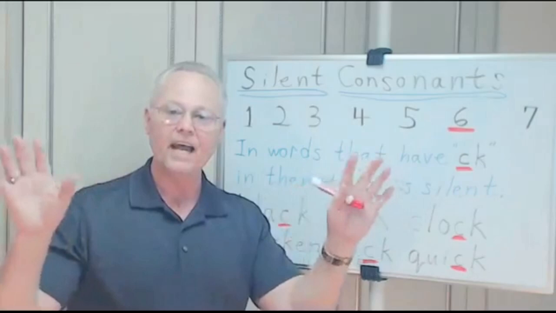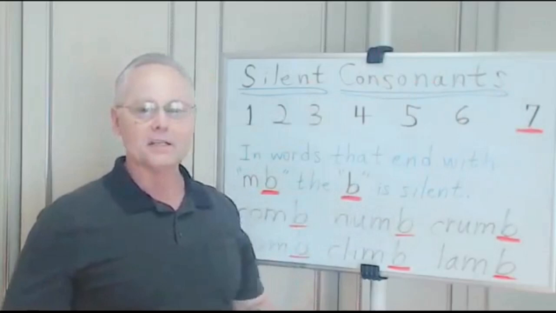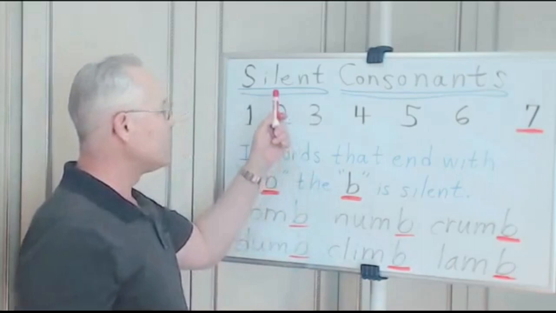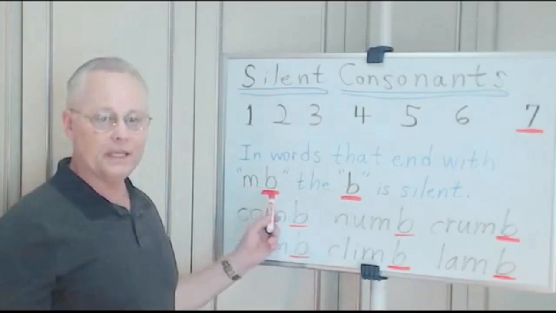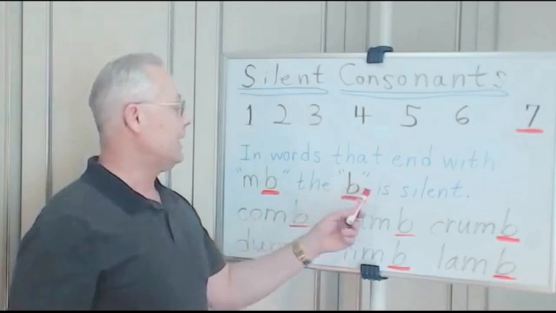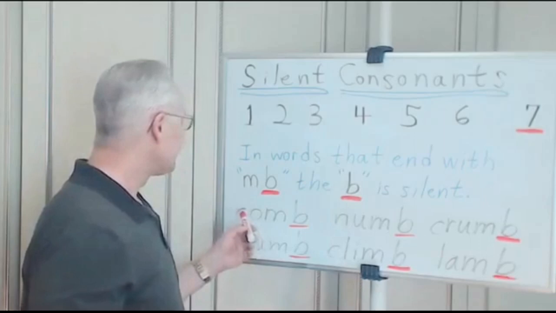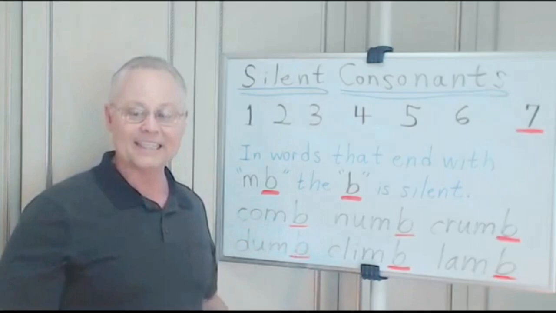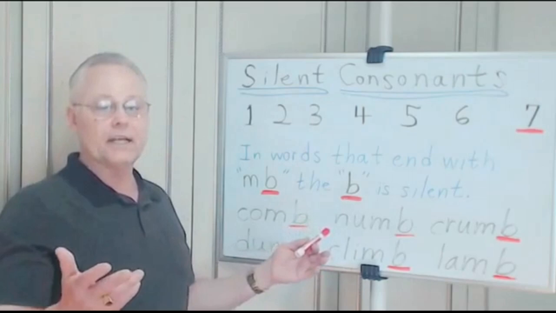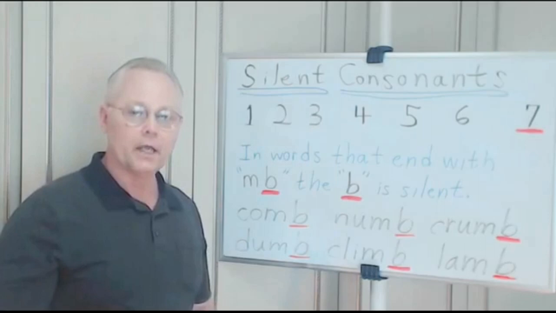We're on the seventh video of seven regarding silent consonants. Here we're talking about words that end with MB, the two consonants together, M and B. The B is silent, no sound. And here are some example words. All you have to do is drop the sound of the B and you're going to pronounce it correctly. Here's the word comb. C-O-M-B. That's it. The O sounds long, comb, like you have a comb and use it to comb your hair.